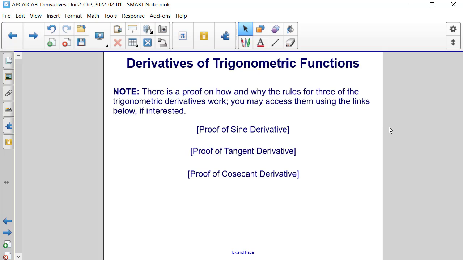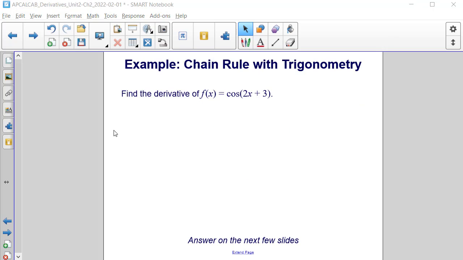There are proofs on how and why certain rules work for trigonometric derivatives, and you can access them using these links if there's an interest. So we have a proof of the sine derivative, a proof of the tangent derivative, and a proof of the cosecant derivative. These proofs can also be found in the appendix of this presentation.